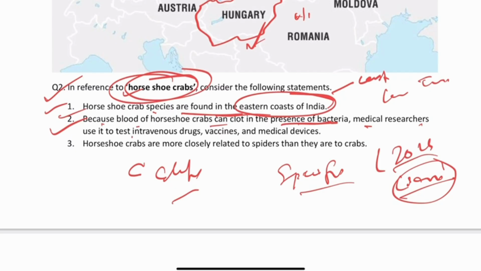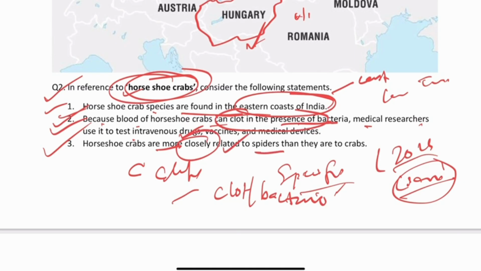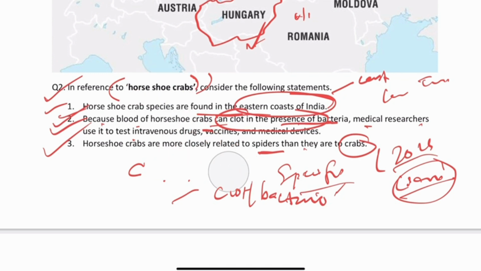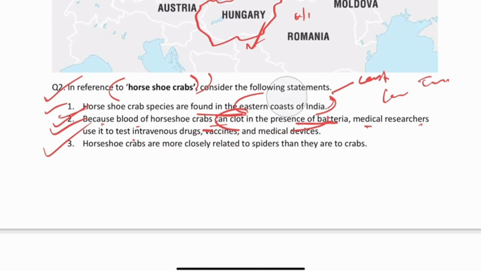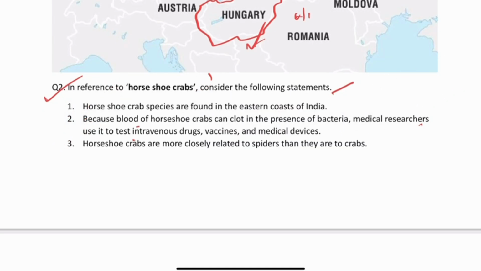Because of this feature, the clotting in the presence of bacteria, it is heavily used in the medical field. Third, if you see here, they are most closely related to spiders rather than crabs. Now this is again a unique, new statement for you, because I have just asked you the shape of that. It looks like what? So when you see horseshoe crabs, the word crab is attached to it.